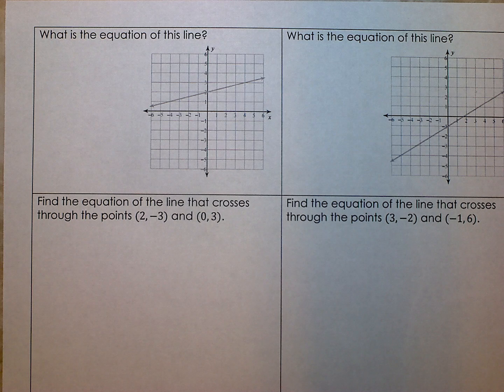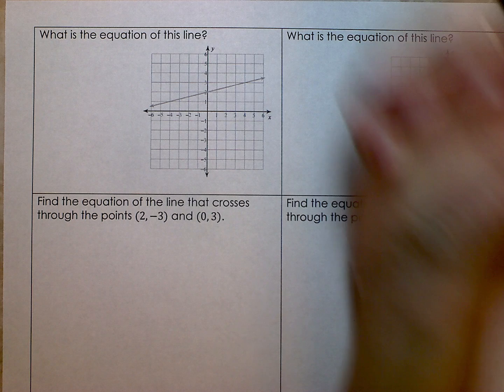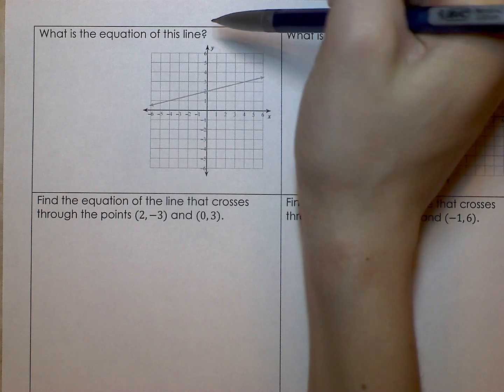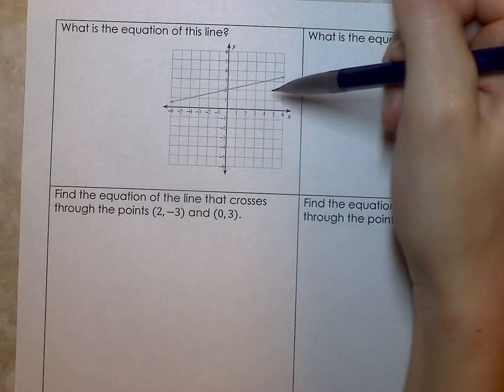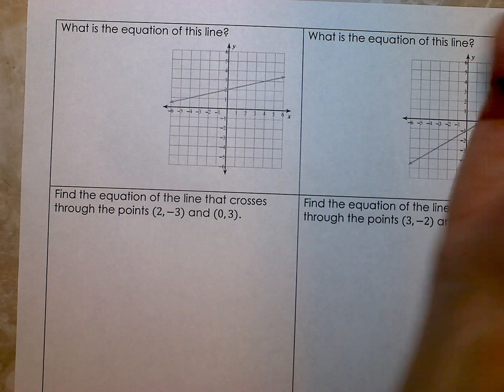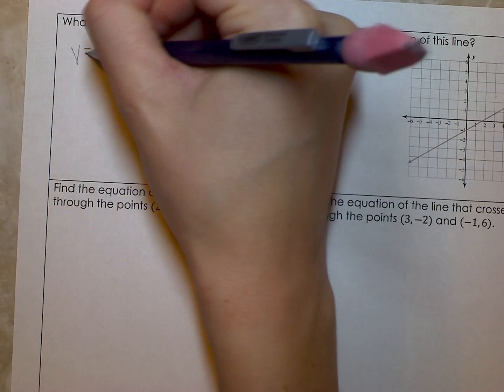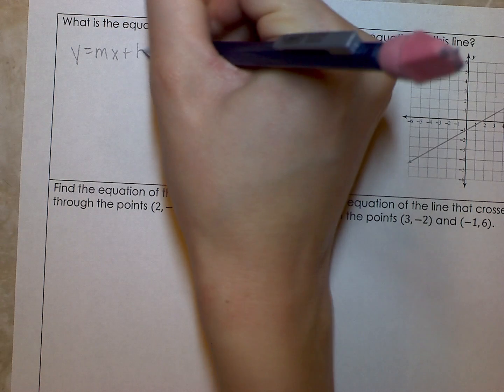We're down to our last two problems. First one, what is the equation of this line? Okay, now, we're more used to seeing an equation and graphing it, but this actually can be easier, because here's the thing. The equation of the line looks like this.